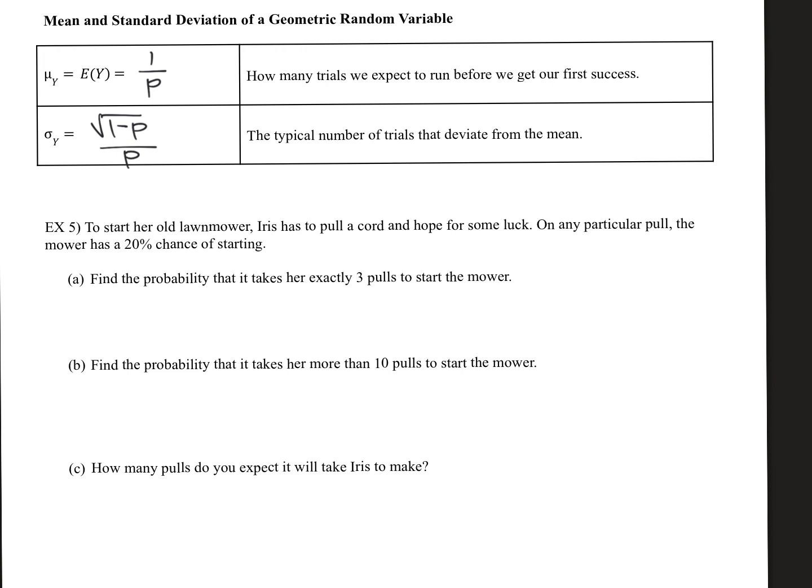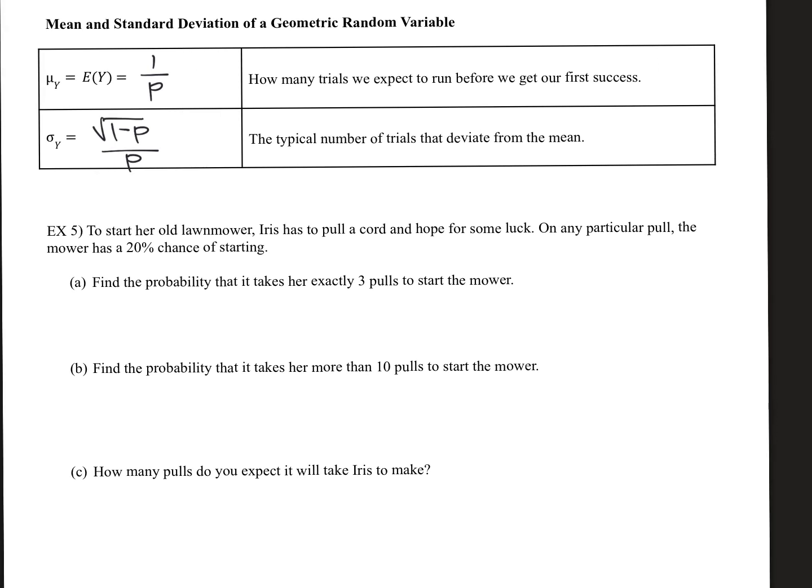So for example, we have to start her old lawnmower. Iris has to pull a cord and hope for some luck. On any particular pull, the mower has a 20% chance of starting. Find the probability that it takes her exactly 3 pulls to start the mower. So, probability y equals 3. Doesn't start is 0.8, and it takes her 2 tries, times 0.2. I won't typically use the calculator to find an exact value because it's not that bad of a formula. So 0.128.